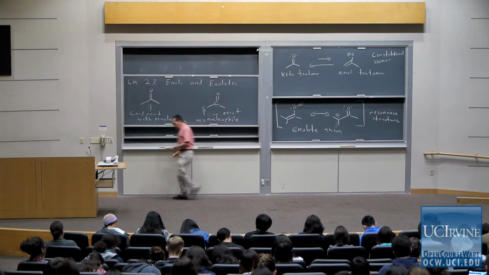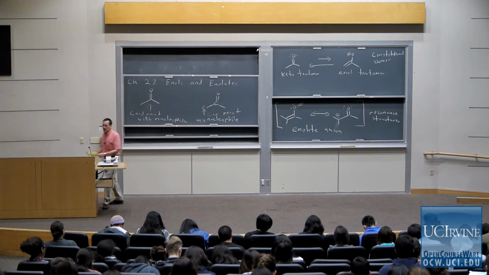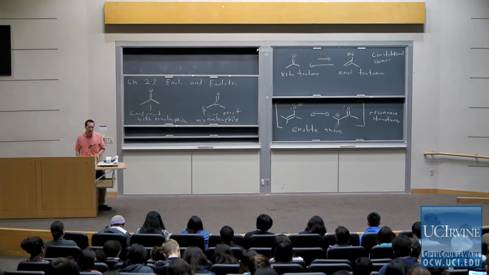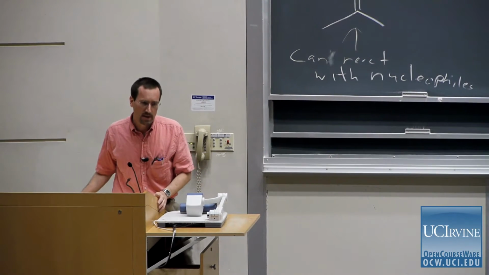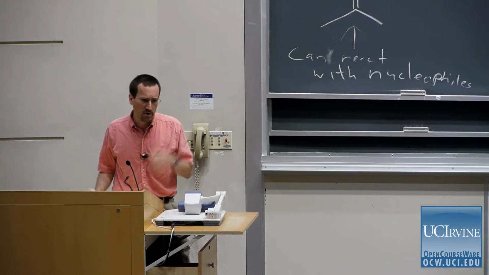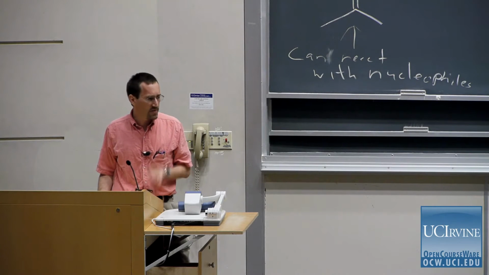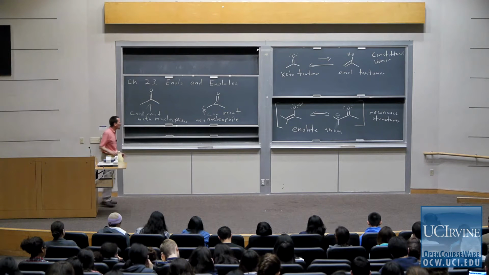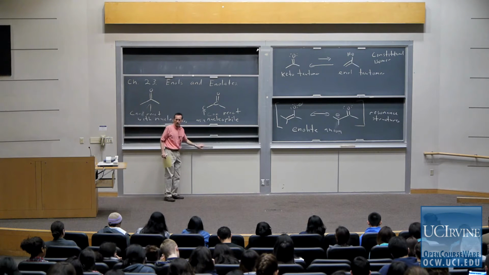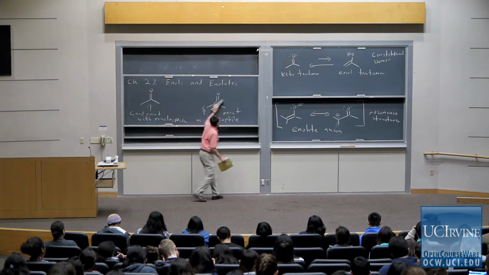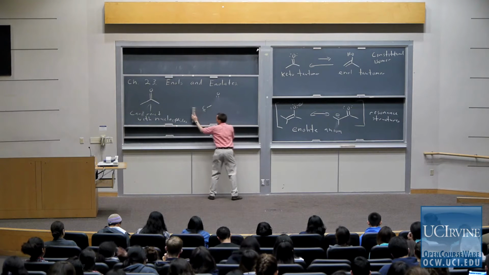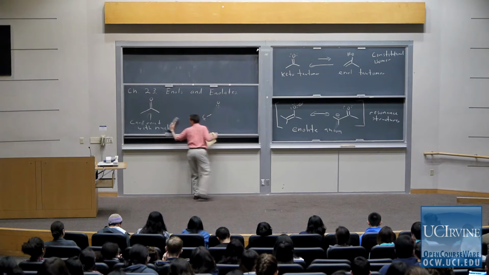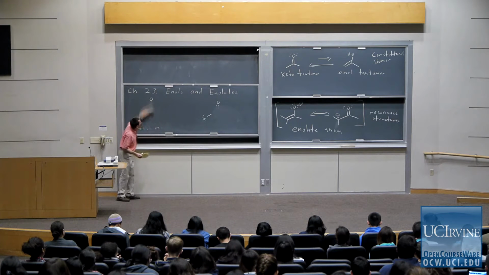All right, and these two sets of variants on the carbonyl, the enol tautomer and the enolate anion, are going to be occupying our thinking for the next couple of weeks, for the next 4 lectures, as we explore the reactivity of carbonyl compounds, and specifically their ability to react as nucleophiles at the alpha carbon.